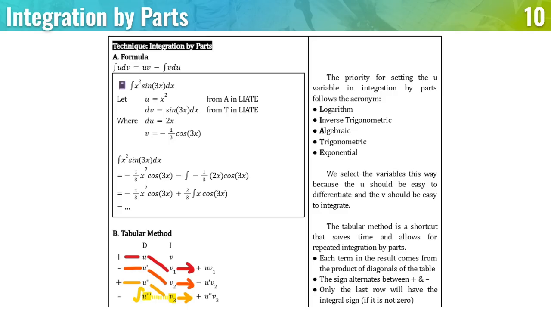Each term in the result comes from the product of diagonals of the table. As you can see here, the red lines show what you have to multiply. So it's positive u times v1, times negative u prime v2, and positive u double prime v3. And lastly, the terms on the last row multiplied will be under the integral. So remember, each term in the result comes from the product of diagonals of the table, and the sign alternates between positive and negative. Only the last row will have the integral sign if it is not 0.